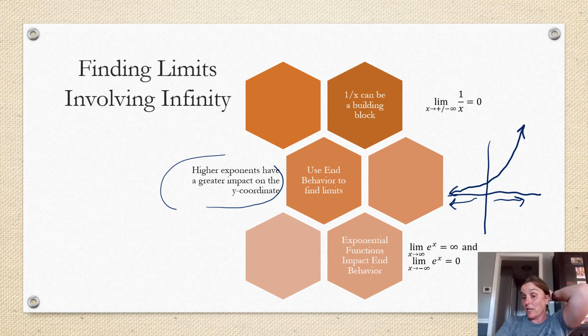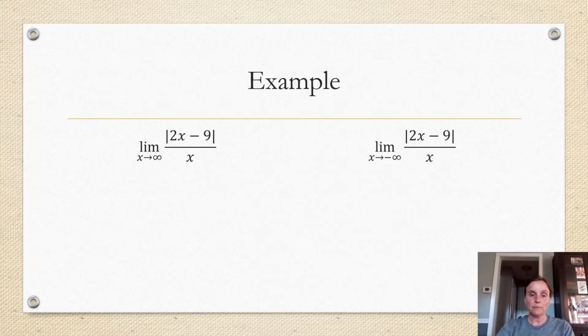So you really have to think as you're making choices about your end behavior, is this exponential important right now, or is it not important? If I have an exponential with a positive exponent and I'm going to infinity, that's going to be huge. But if my exponential has a negative exponent and it's going to infinity, that's going to have no impact on my y-coordinate. So we're going to do a couple of examples together. These are on the note sheets that I provided if you're using those.